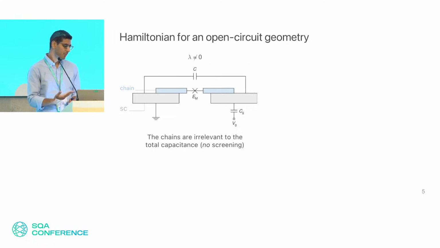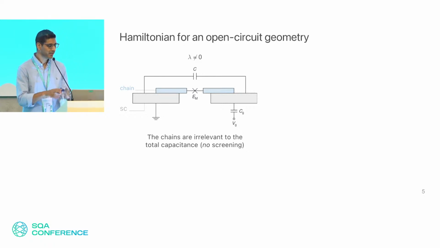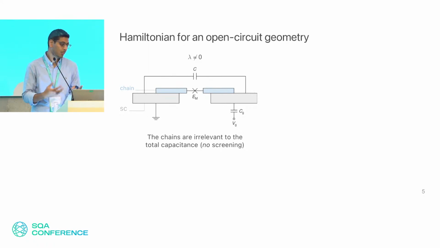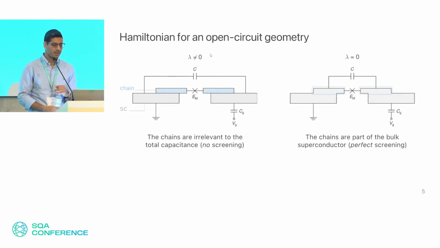The first way, we can assume that the nanowire or the chains themselves can host a charge. And in this case, they're kind of irrelevant to the overall capacitance between the two superconductors or between the two metals. And this choice in the closed loop corresponds to saying that the phase drop takes place across the chains themselves. So basically, lambda will not be equal to 0. The other way to think about this model is to assume that chains are part of the bulk superconductor. And in this case, they can perfectly screen the electric field, and they cannot host charge. So this is equivalent to saying that the phase drop takes place exclusively along the weak link. So basically, lambda here is 0.